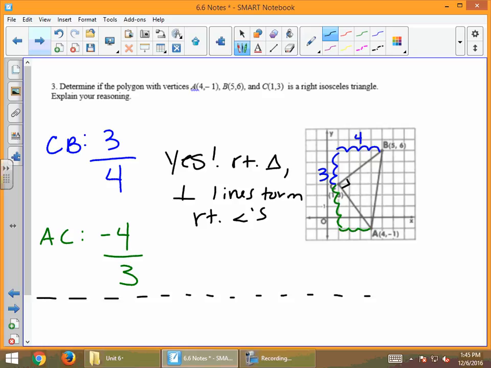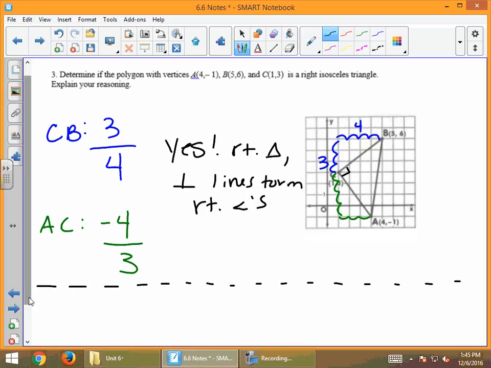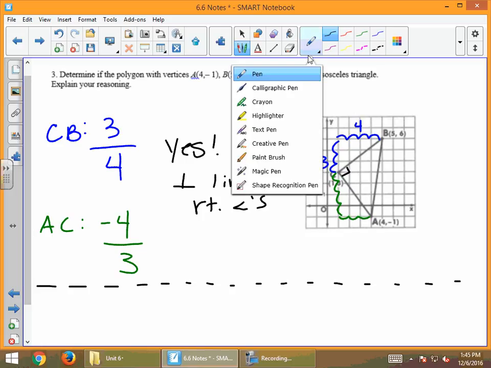Here's the thing. With right triangles, you obviously know that once you show that two sides are the same, the third one can't be the same, because then it wouldn't be a right triangle. But for the sake of practice, if you're asked to find if a triangle is isosceles, you have to find the distance of all three sides, because if two sides are the same, that third one might also be the same because it could be equilateral. So make sure you're finding the distance of all three sides when you're asked if something is isosceles.